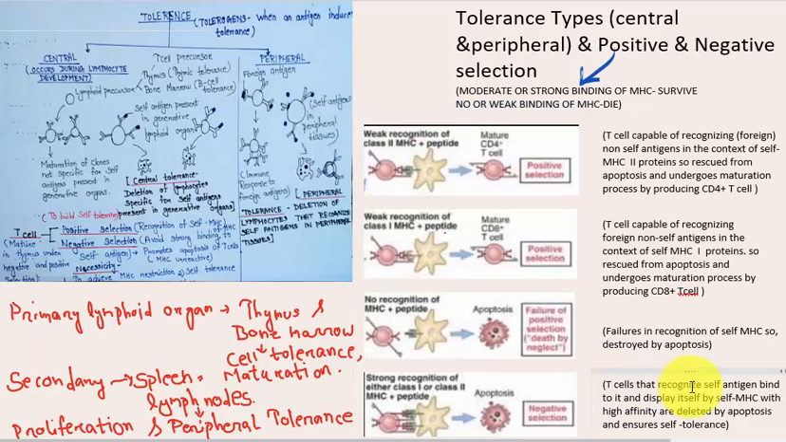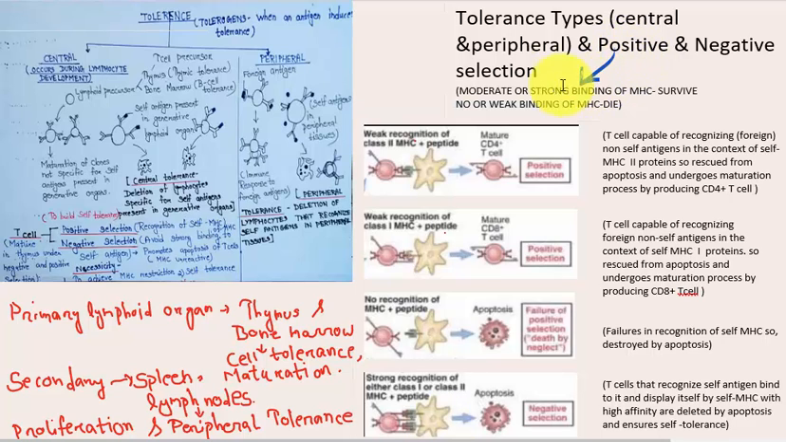The T cells that recognize self-antigen, this is the T cell which recognizes the self-antigen and binds to it and displays itself by the major histocompatibility complex with high affinity. Then it is deleted by apoptosis and induces self-tolerance. It is an obvious thing, as it is recognizing the self-antigen. So it destroys the self-antigen and results in the apoptosis process. It produces antibodies against the self-antigen and displays it by the self-MHC with high affinity. So they are deleted by apoptosis and ensure self-tolerance.